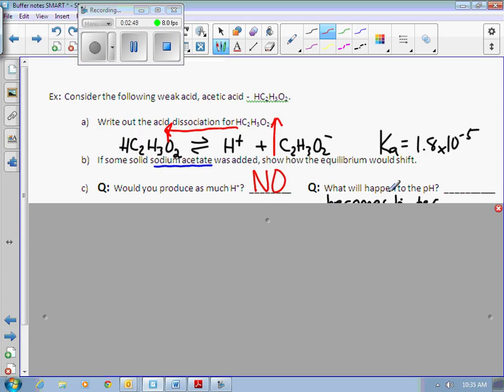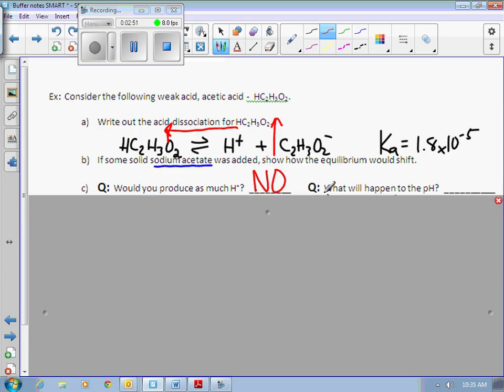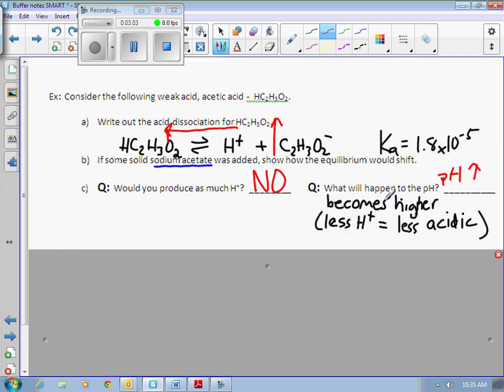Likewise, what's going to happen to the pH then? If you're shifting in the backward direction, you're producing less H+, so you're going to have less acidity. The pH is going to go up. In other words, pH is going to become higher. Less H+ means less acidic. Hopefully that's pretty much common sense. Well, guess what? That's basically the common ion effect, and as you're going to see later, this is what buffers are all about. Now we're going to do some calculations to support what we just did.